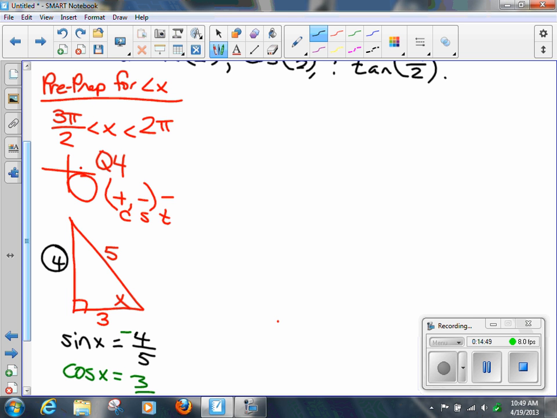Okay, and it was given to me. Here, I need the cosine value. It was given to me. Tangent, I need both of them. So all you have to do is just divide both of these answers.